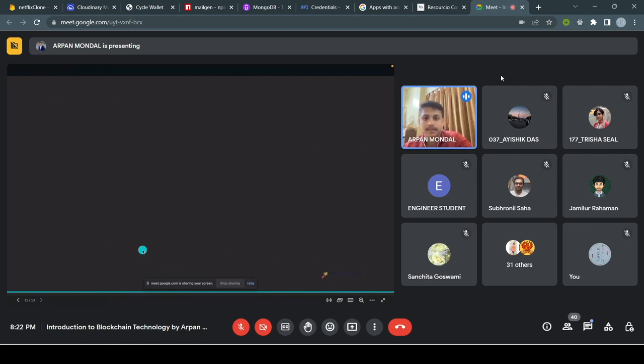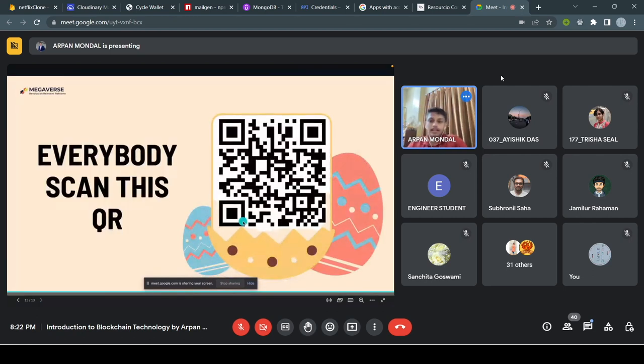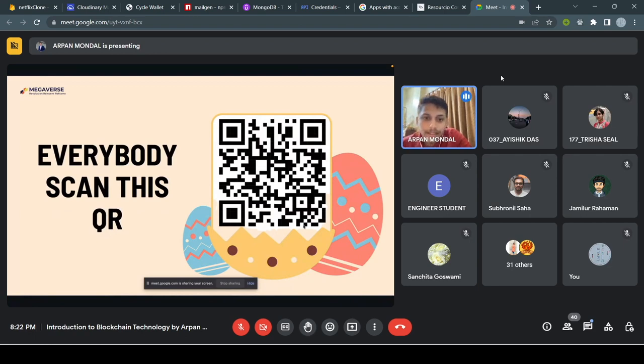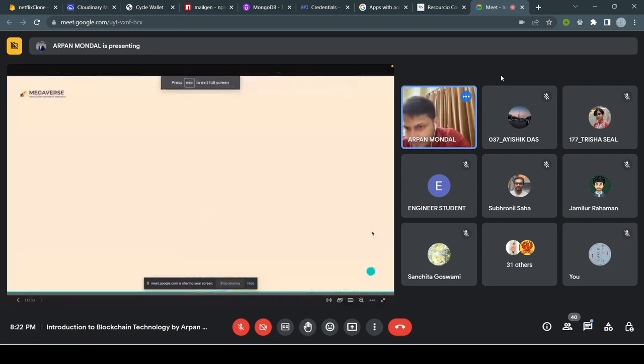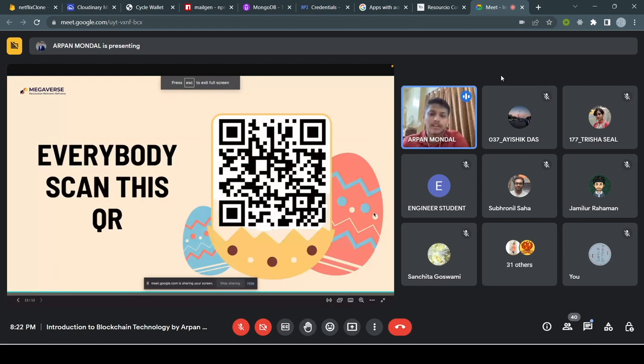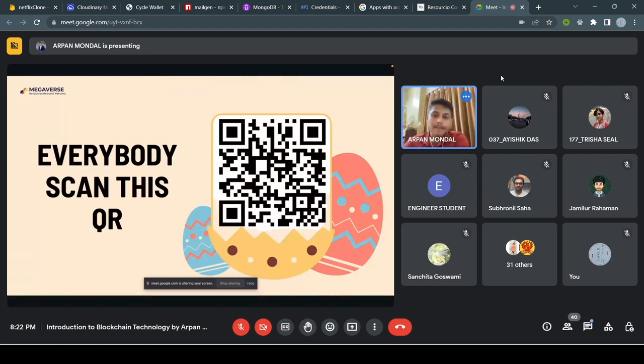So this is the last slide. This is the slide where you just scan the QR, where you have the tutorial for everybody. Just scan this QR, you'll go to your Discord server where an entire tutorial is given. This is a very interesting fact that everybody sitting right here, we are going to build our cryptocurrency live right now in 20 minutes or 10 minutes.